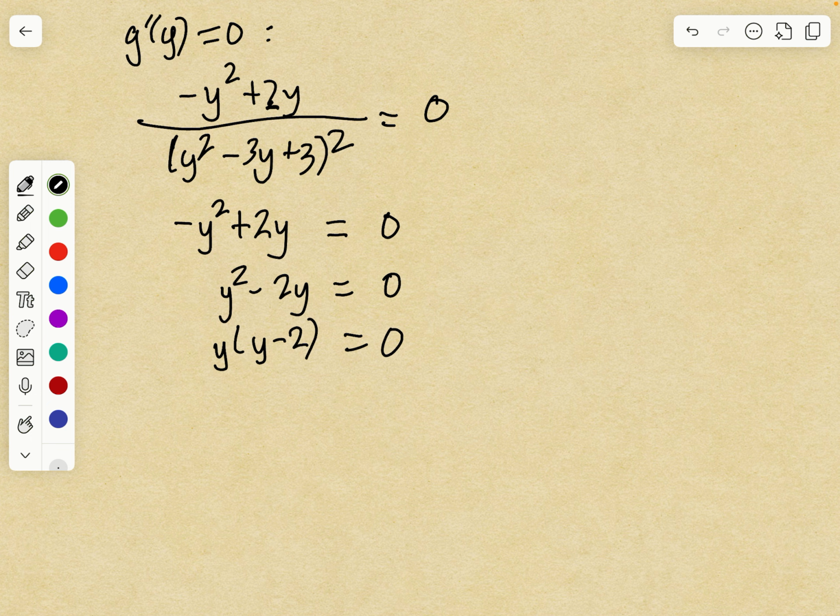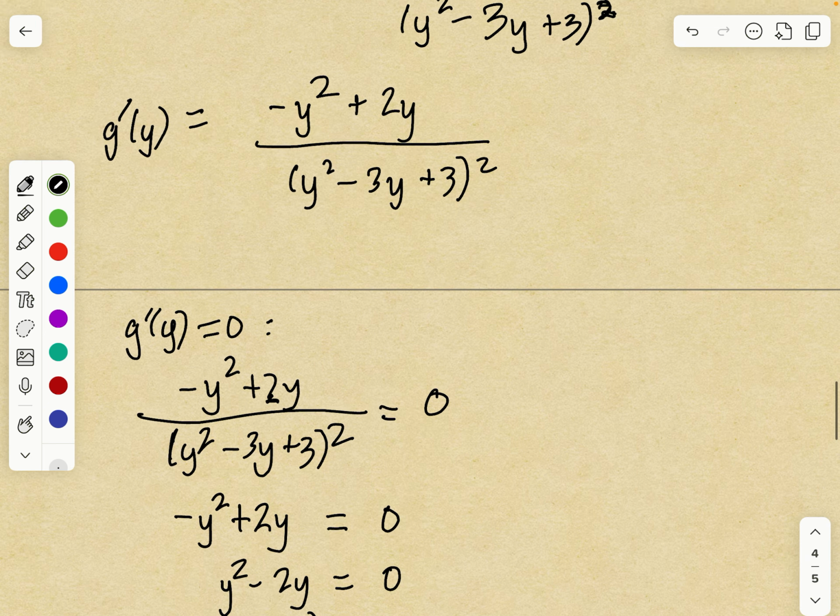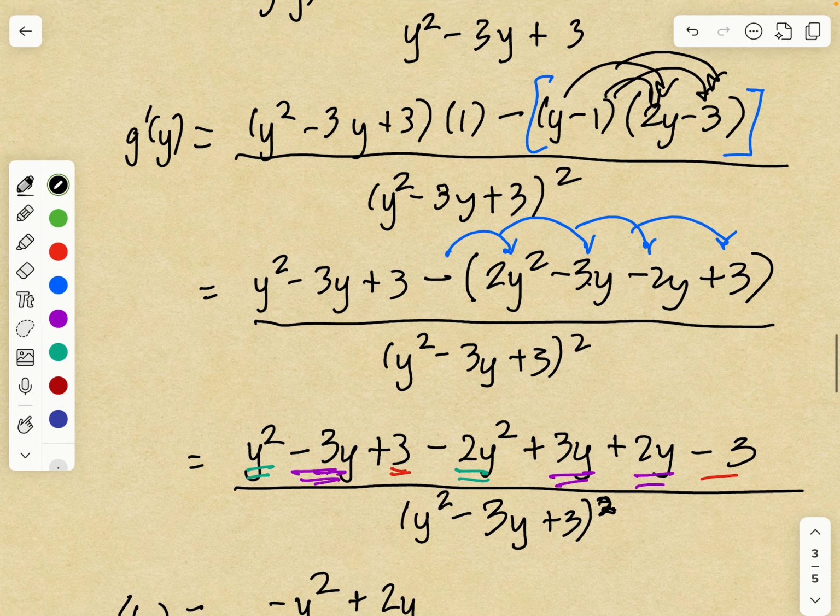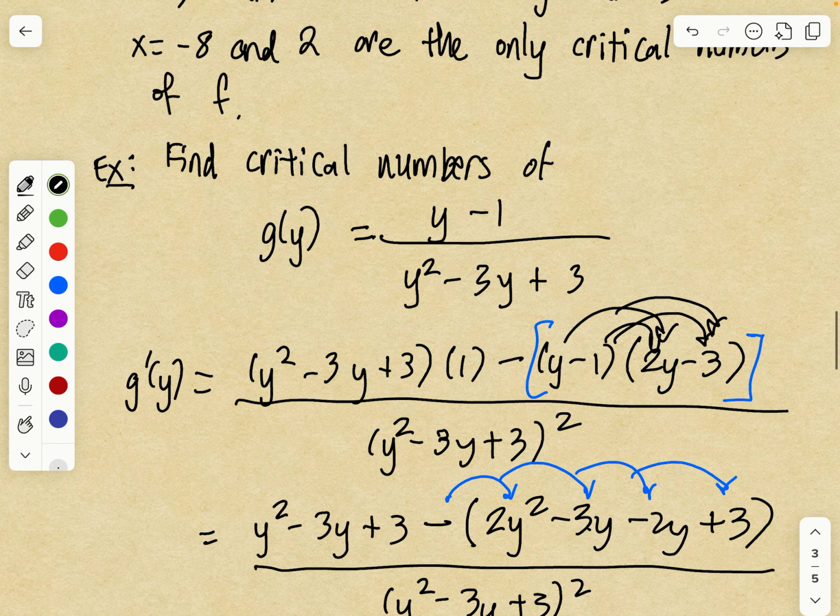We set each of those equal to 0, right? So we get y equals 0. And then when y minus 2 is 0, we get y equals 2. So I get 0 and 2. Now I need to check if those are in the domain of my function, so don't forget to do that. So are 0 and 2 in the domain of this function?